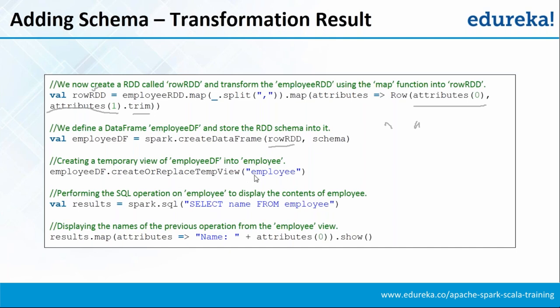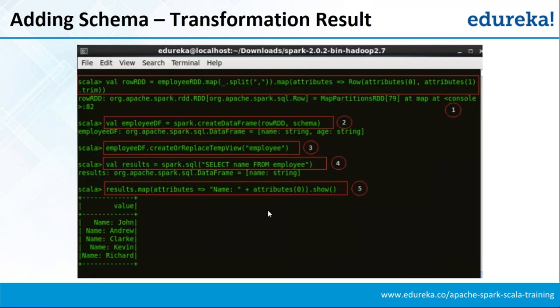Now we can create our temporary view on the basis of employee DF. Let's create an employee temporary view. Then we can execute any SQL queries on top of it. As you can see, with spark.sql we can create all the SQL queries and directly execute them. If we want to output the values, we can quickly do that. Let's say we want to display the name. We can say attribute 0 contains the name, and we can use the show command. This is how we will be performing the operation in the schema way. This is the same output way, we are just executing this whole thing.